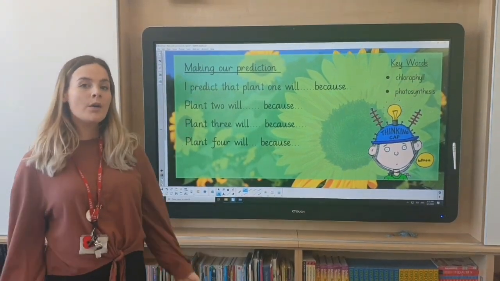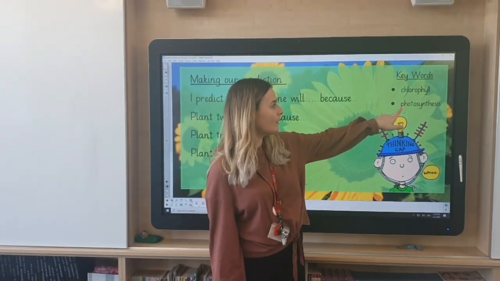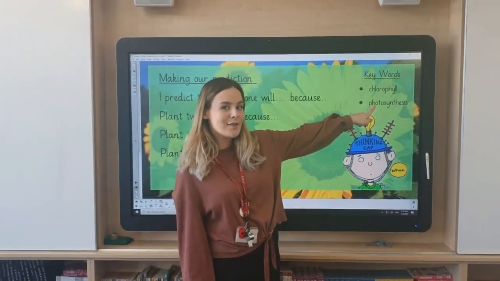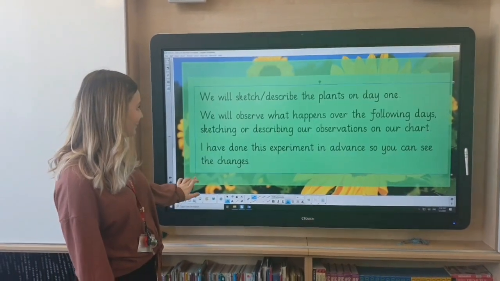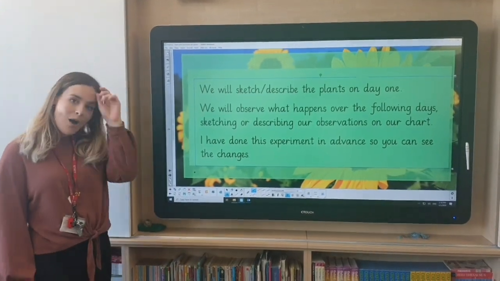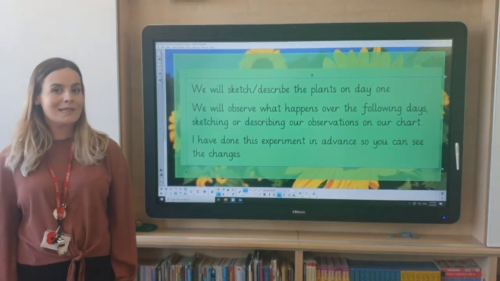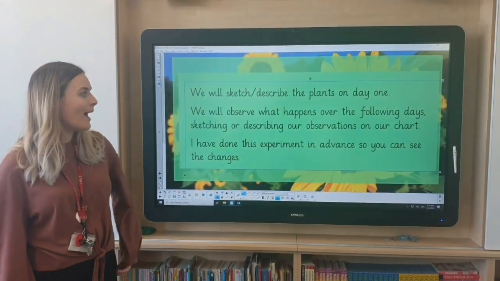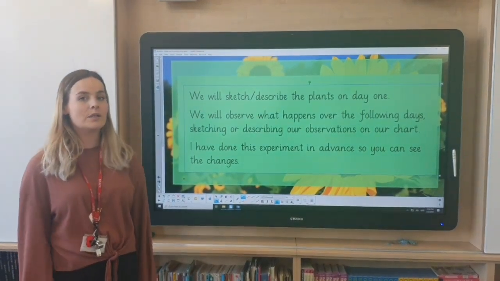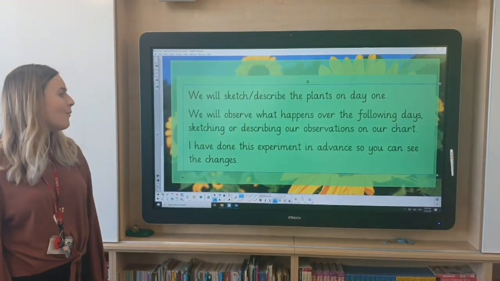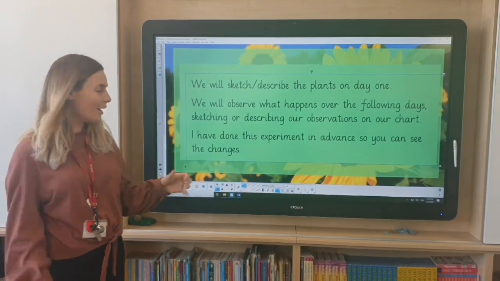I want you to come up with your own ideas as to what is going to happen to these plants. Now I've got 2 key words for you here. I've got chlorophyll and photosynthesis. See if you can include those in your predictions. Once you have made your prediction, we're going to start to sketch and describe the plants on day 1. We're going to observe what happens over the next following days, sketching and describing our observations in a chart, which can also be found on the school website. And I have done this experiment in advance, so you can see the changes during this video.